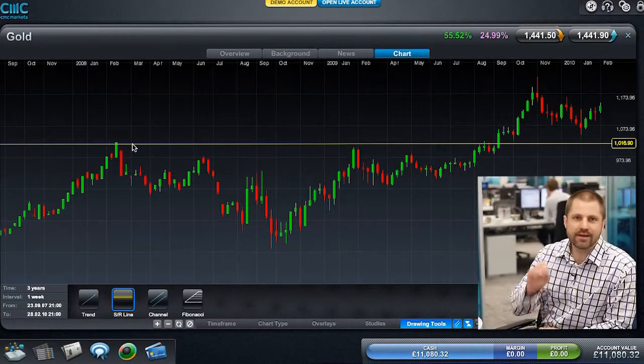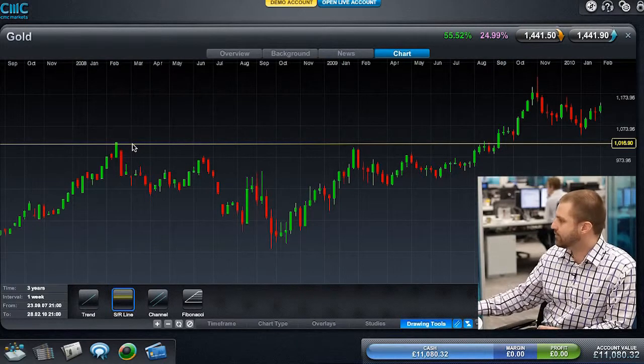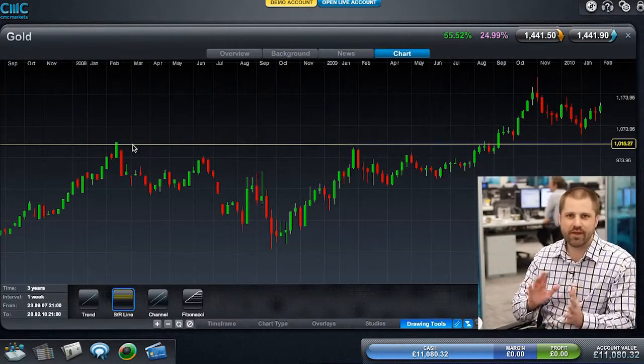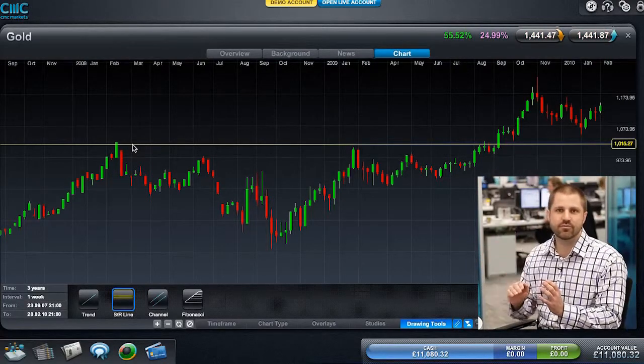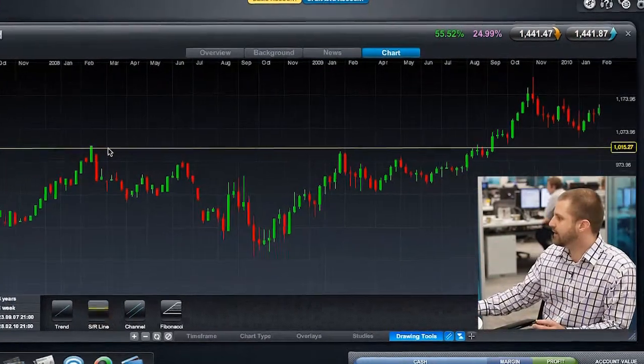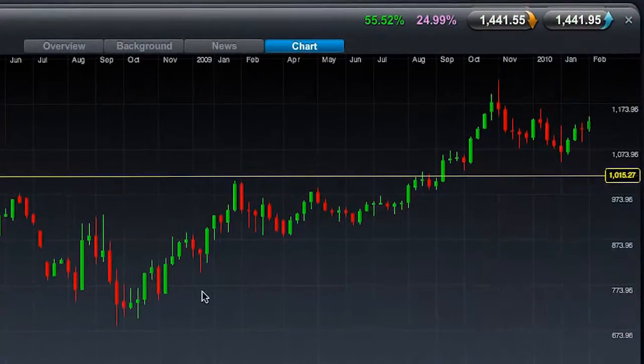If we click the S&R line, we can clearly identify an area just around about this level, about 1015, that each time the market starts to reach that level, it starts to drop down in value. So we'll click here and release that. So you see the market approach this level, falls in value, approaches this level and starts to fall in value.